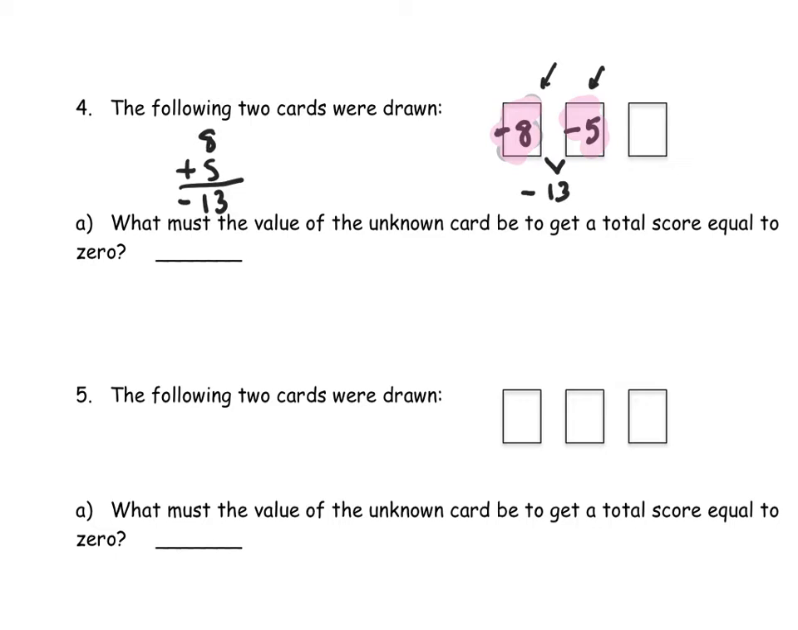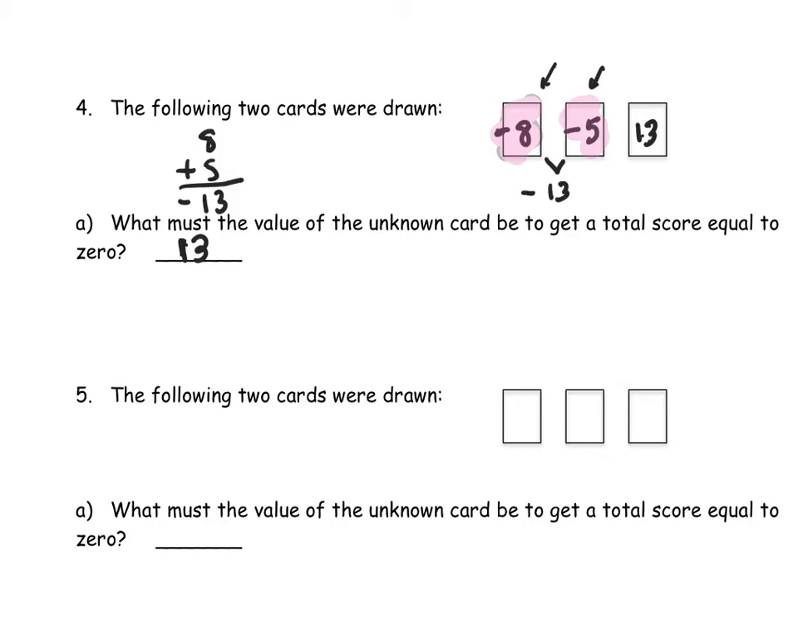So now we're asked, what must the value of the unknown card be to get a total score equal to 0? So to bring this total back to 0, I'm going to need the additive inverse, which is the opposite. So I need a positive 13. So this card should be 13, and last time I meant to fill in this blank. So that's the answer to the question.